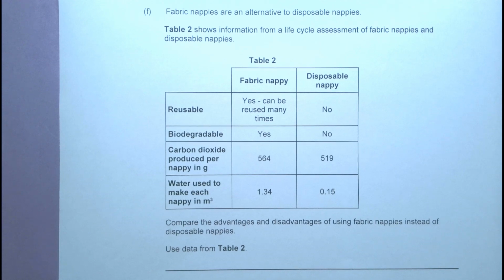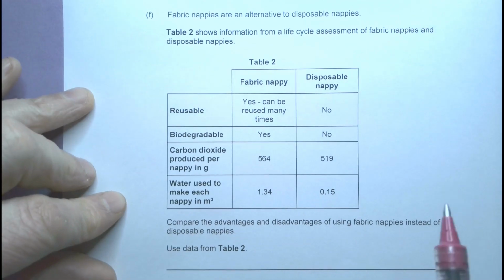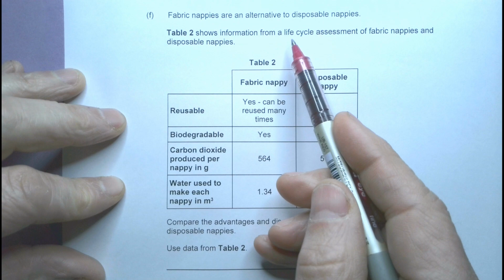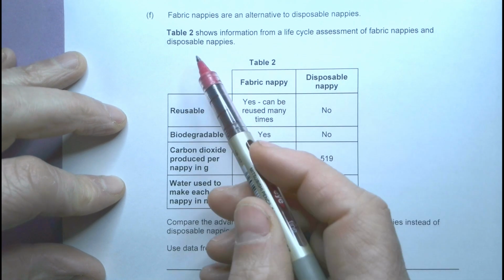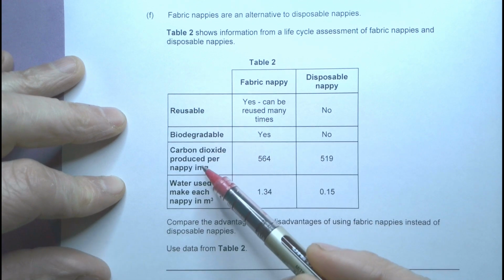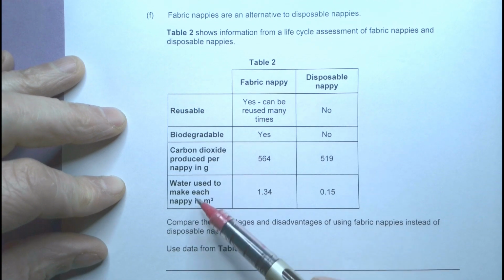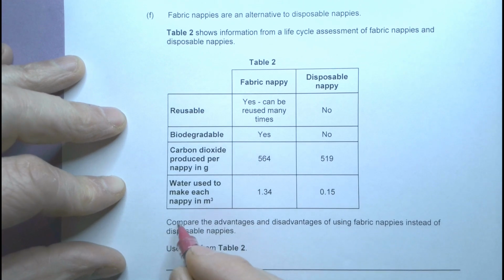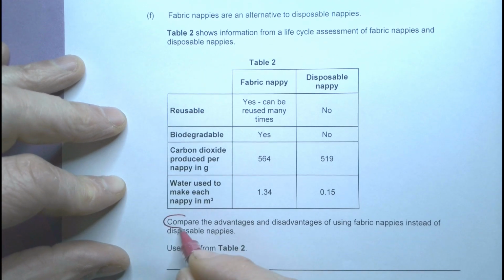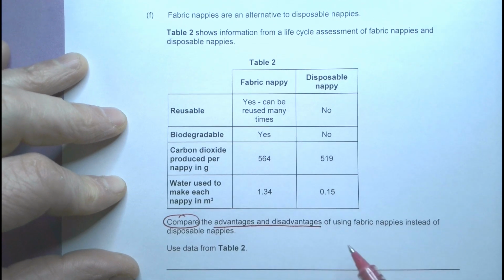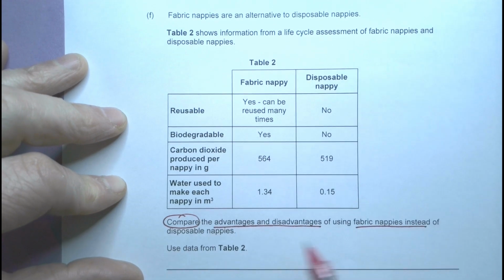Okay, question 2F. Fabric nappies are an alternative to disposable nappies. Table 2 shows information from a life cycle assessment of fabric nappies and disposable nappies. Here I've got some different information: reusable, biodegradable, carbon dioxide produced and water used, for fabric and for disposable. The question asks me to compare the advantages and disadvantages of using fabric nappies instead of disposable ones.